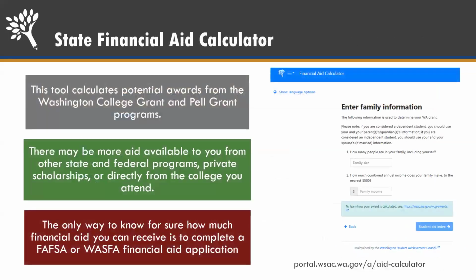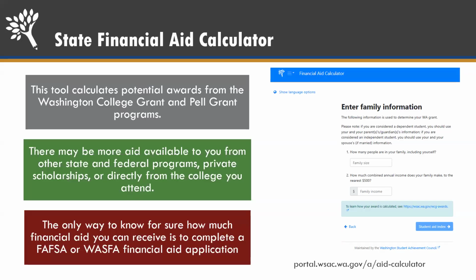Of course, families are going to want to know what's available to them, and that's why we have the Washington State Financial Aid Calculator. It calculates the potential award from the Washington College Grant, and if they have their SAI from the FAFSA, it will also calculate a little bit of a Pell estimate. I encourage this calculator, it's just two questions.